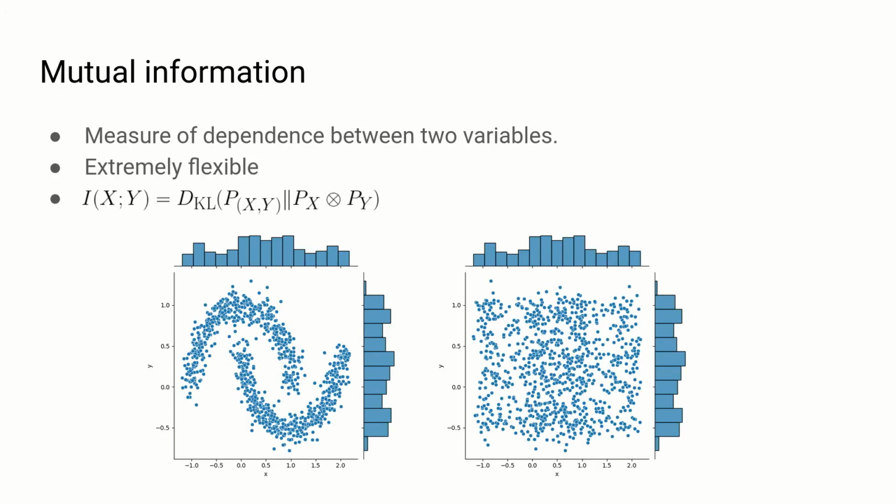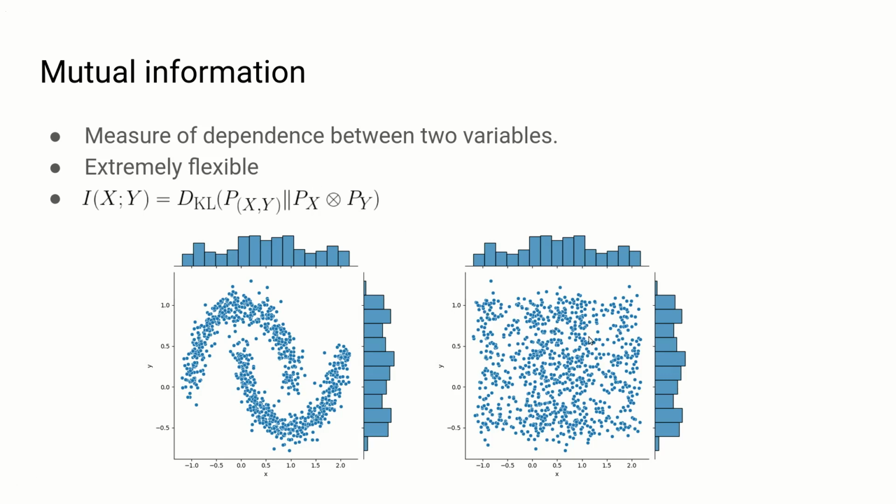So first, a very brief introduction of why we're using mutual information to do this. Essentially, mutual information is a measure of dependence between two different variables, but it's one that's extremely flexible. There are many ways to mathematically define mutual information, but I find this one the most intuitive, which is the KL divergence between the joint distribution of variables x and y and the product of the marginal distributions.